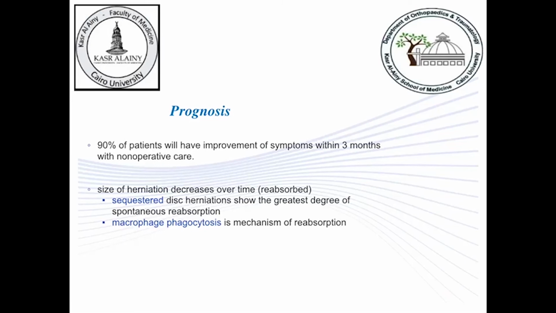As we mentioned before, 90% of the patients will have improvement of symptoms within 3 months with non-operative care. The size of the herniation decreases over time, especially in sequestrated discs. They have the greatest degree of spontaneous resorption, and this is done by the macrophage phagocytosis mechanism.